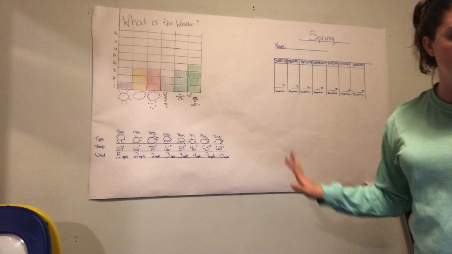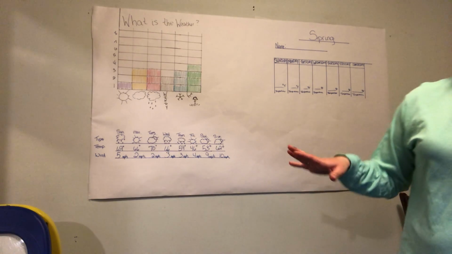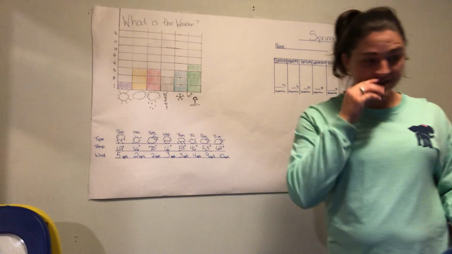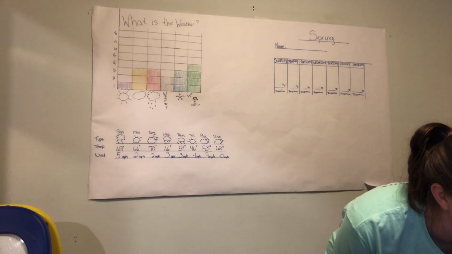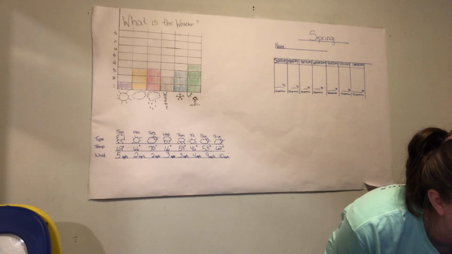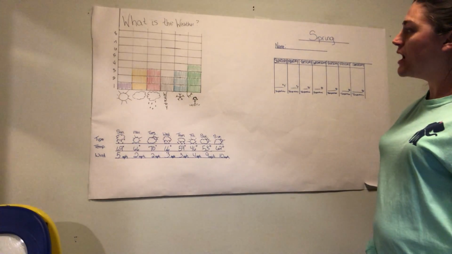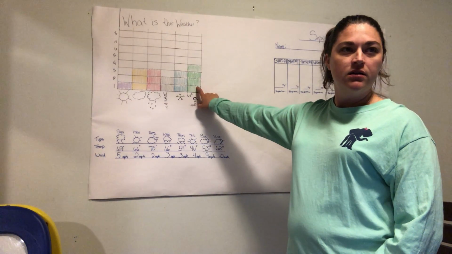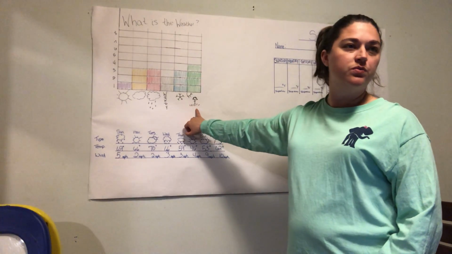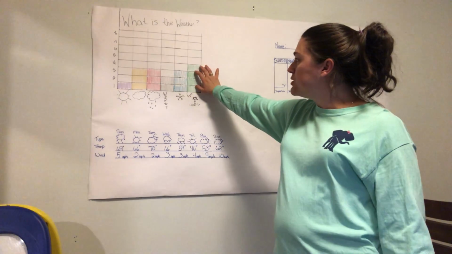Different areas experience different types of weather as stated in the book we had read. So can anybody tell me what type of weather we're going to have more of by looking at this chart? Warm days. So we're going to have mostly warm days.